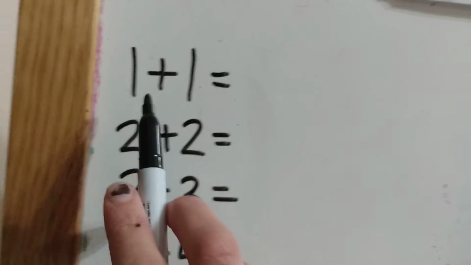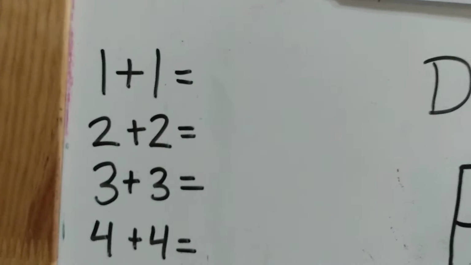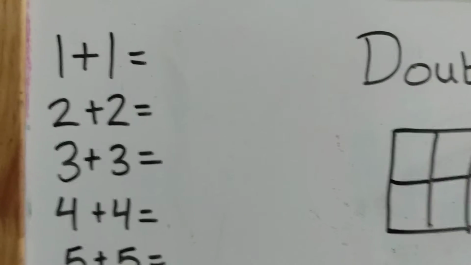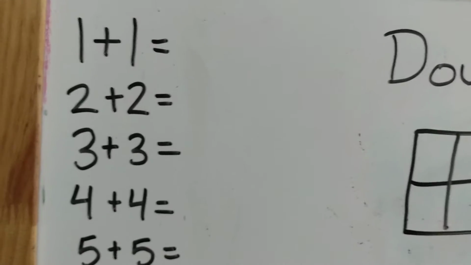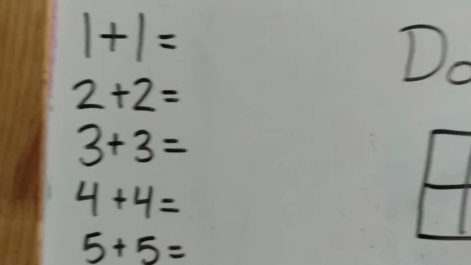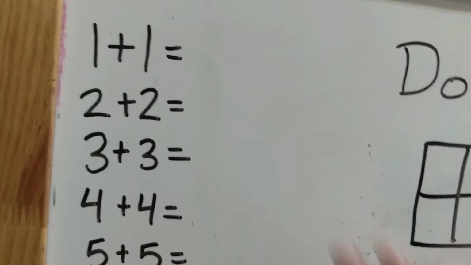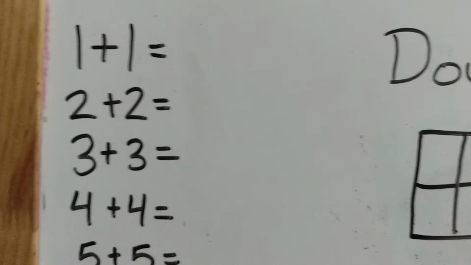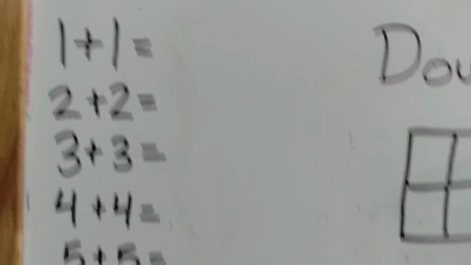Before we learn that, I want to go over what our double facts are. Remember, that's when we're adding two numbers that are the same, and we should have these memorized from when we did it in class. If you do not have these memorized yet, please go ahead and make some flashcards and practice them at home just like we do in class. We're going to go over the answers right here, so you can use this video to help you make flashcards, or you can use an adult to help you make flashcards.